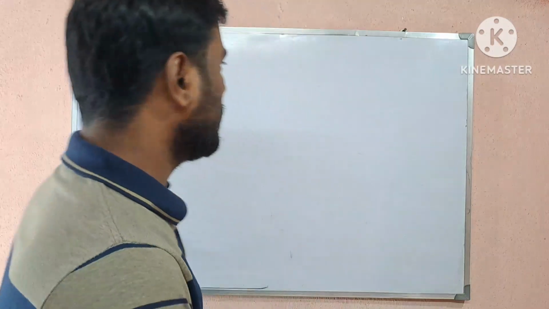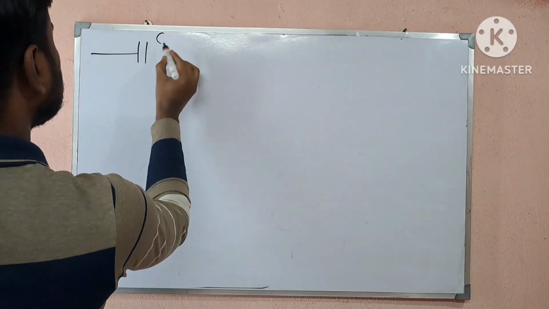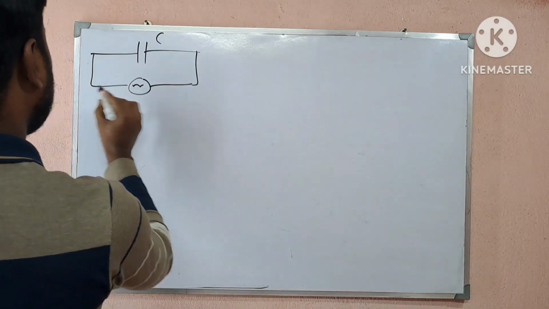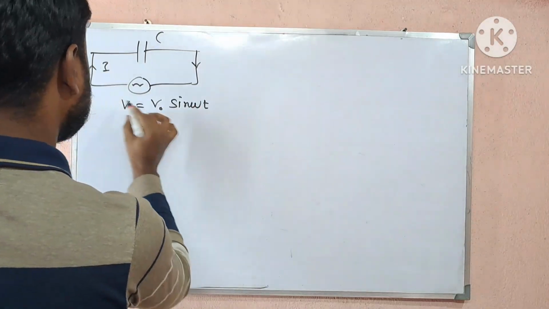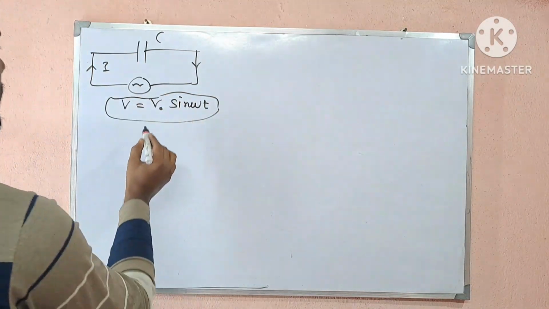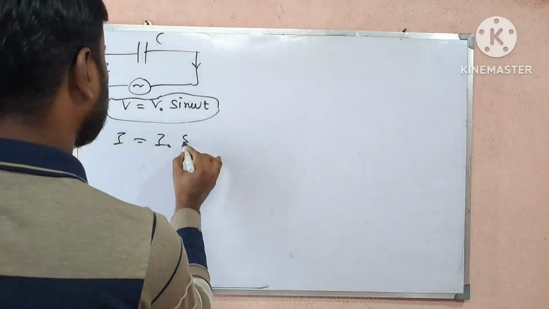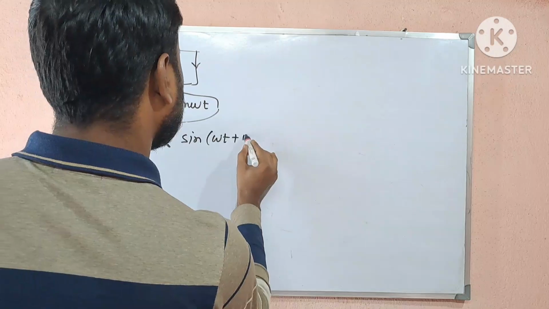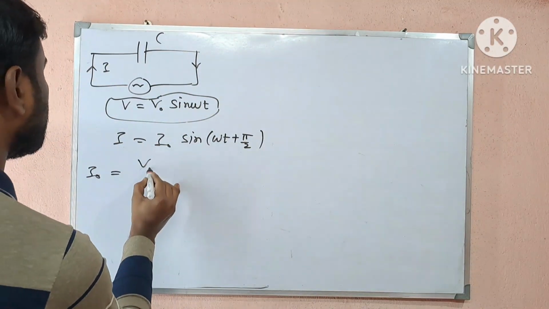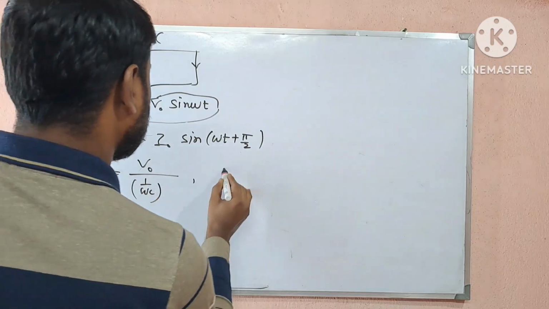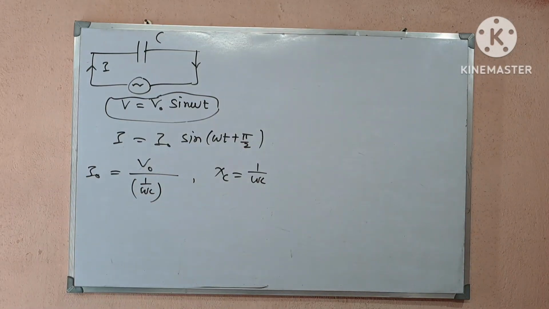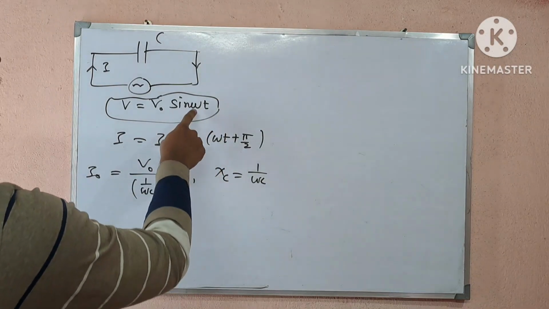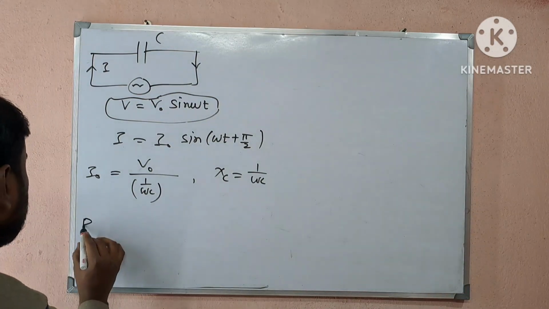Now we will analyze all this result for a pure capacitive circuit. This is the circuit where at any instant t, I is the current, and V equal to V naught sin omega t is the applied voltage. Current is given by I naught sin of omega t plus pi by 2, where I naught is given by V naught divided by 1 by omega C. So we can say X C equal to 1 by omega C. If you see carefully, it is clear that the phase difference between current and voltage is pi by 2.